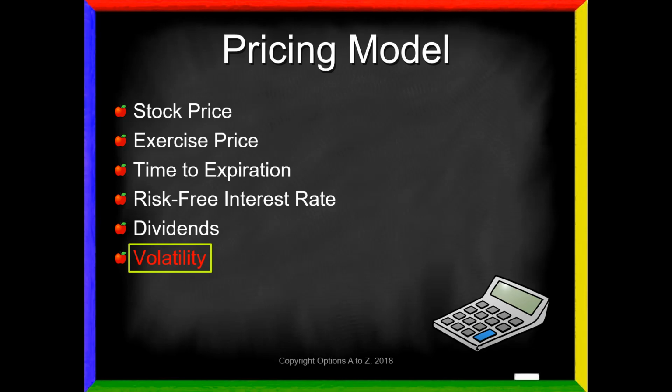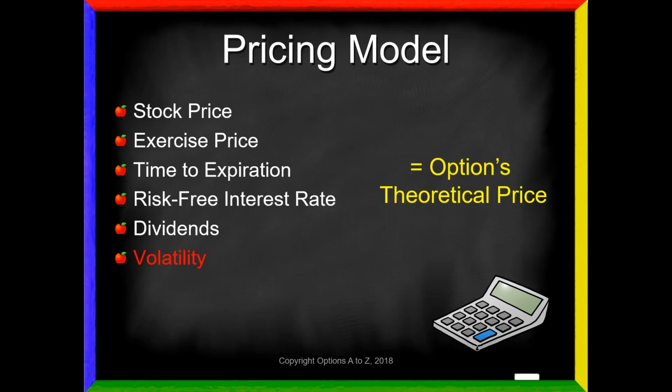The reason is that a pricing model doesn't really care what the past volatility has been. We can easily look that up and see what it's been for a stock. To properly price an option, we need to know what the future volatility will be over the life of the option. But if we put these six factors into a pricing model, it's going to give us as an output the option's theoretical price, also called the fair value.